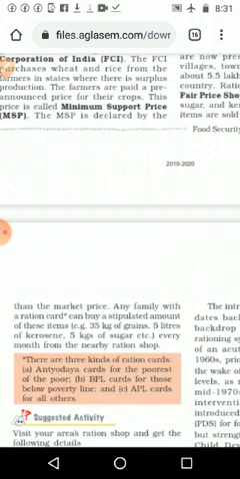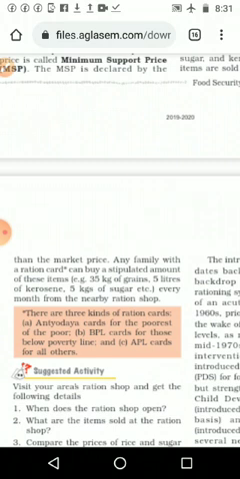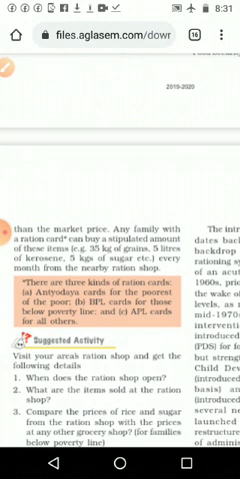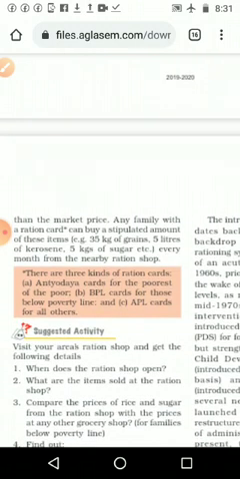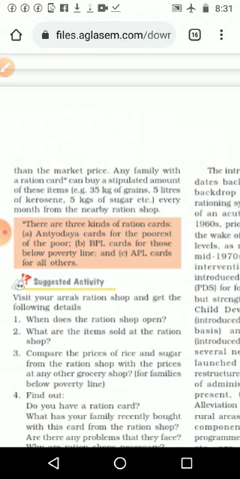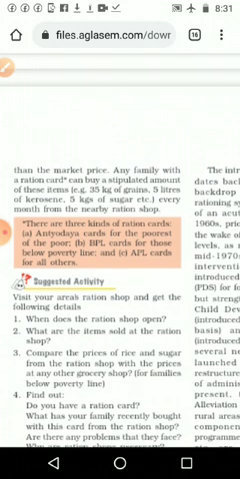Any family with a ration card, and what a ration card is, I will explain, can buy a stipulated amount of these items. For example, maybe for one person it is 5 kg of rice per month or per week. Whatever amount is announced by the government, that much we can buy with our ration card. Every month, from the nearby ration shop where our name is added, we will get our things.